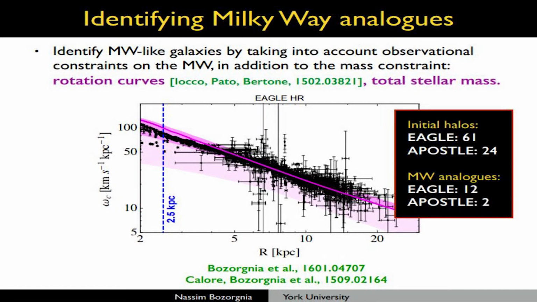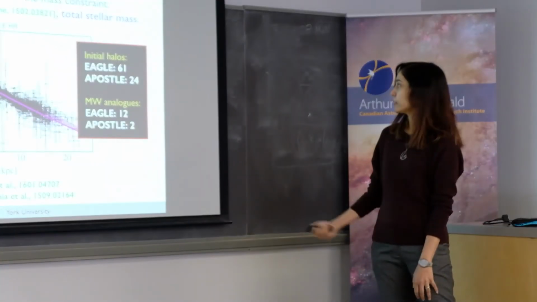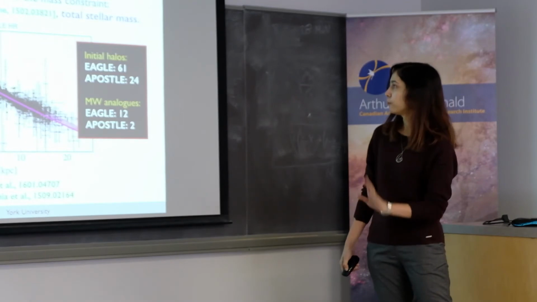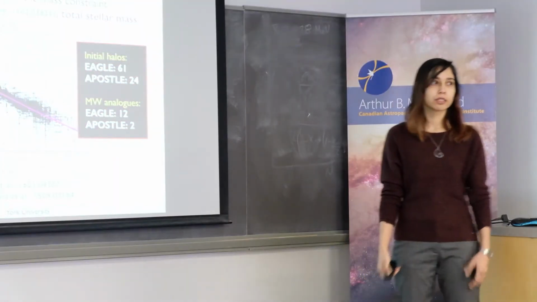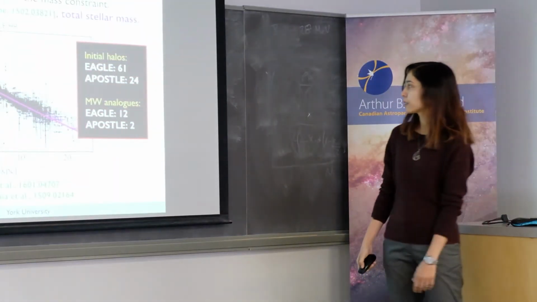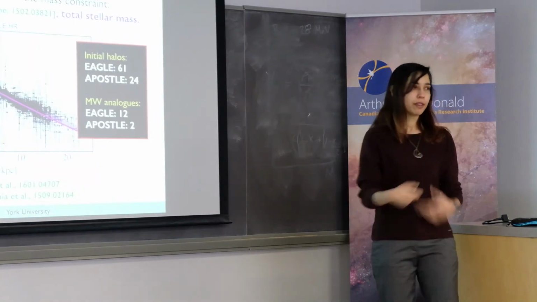So we started with initially 61 halos in Eagle, 24 in Apostle, and the ones that, based on these two criteria, we chose were 14 in total. So 12 in Eagle and 2 in Apostle. This number is still quite a bit larger than anyone else's, because all the other simulations don't have this many halos, or they have a few, like 3, 4 halos. So this is quite good statistics, I think.